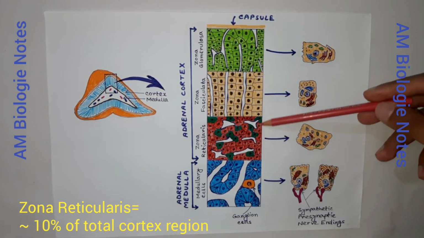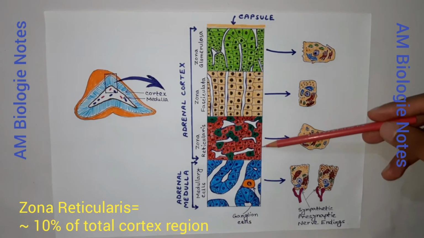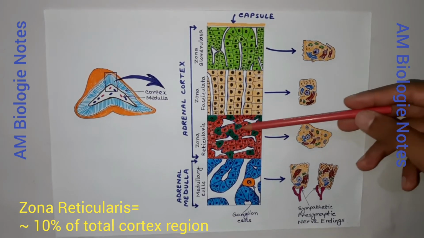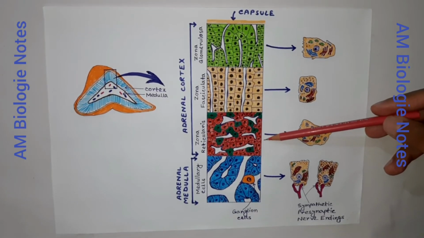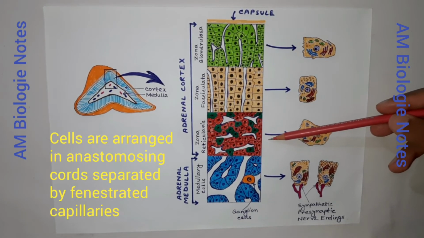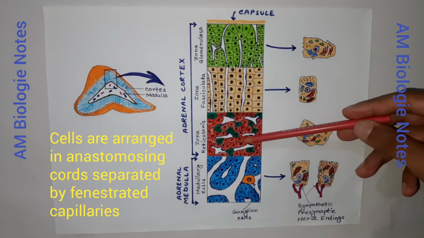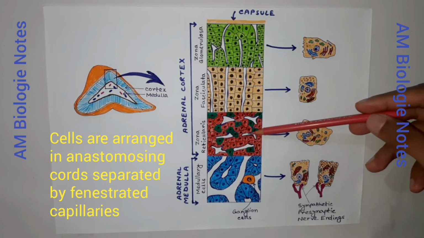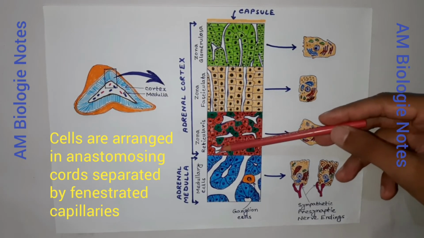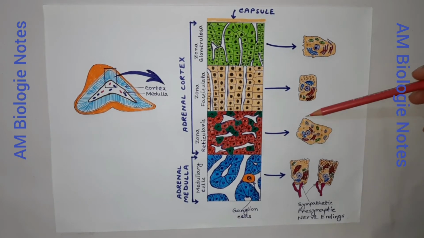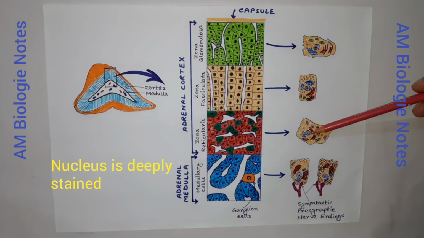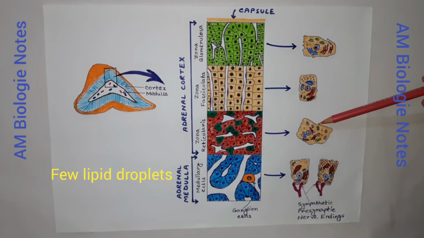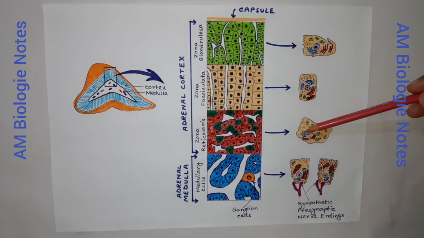This zone comprises about 10% of the total cortex region. The cells are smaller than those of zona fasciculata. The cells are arranged in anastomosing cords separated by fenestrated capillaries. Cellular study shows that the nucleus is more deeply stained. The cells have relatively few lipid droplets.